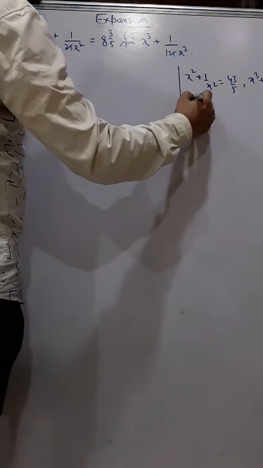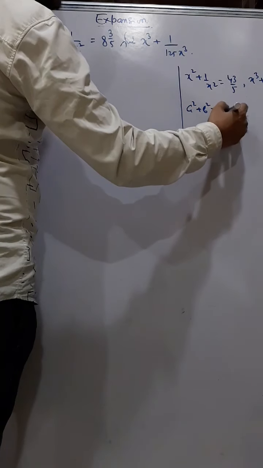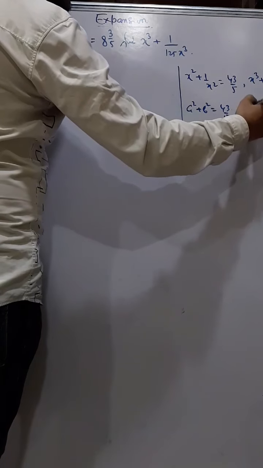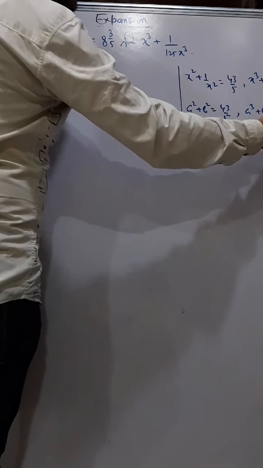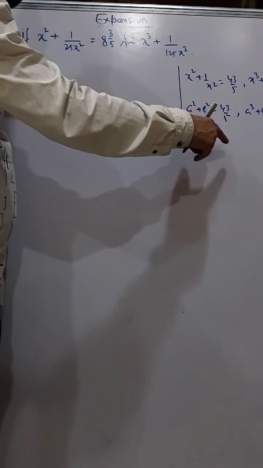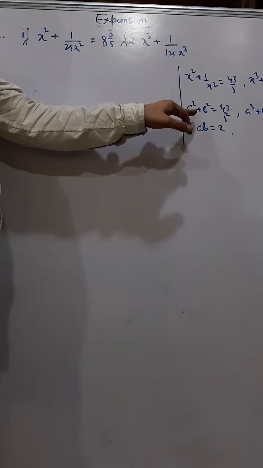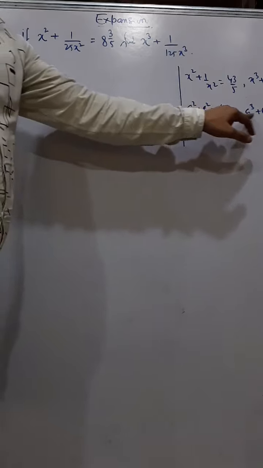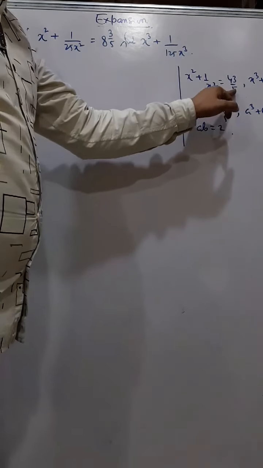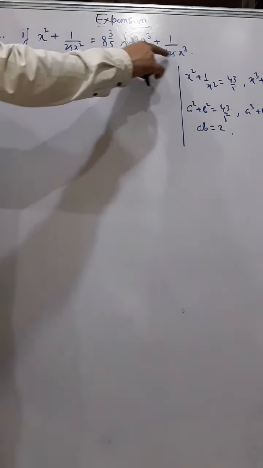Or sometimes they can give you a square plus b square is equal to something, say 43 by 5, and you have to find a cube plus b cube. But in this case, one extra value they will give, which value? They will give the value of ab also, say ab is 2. So a square plus b square is given, and we have to find a cube plus b cube. Here also you see it is in the form of a square plus b square, and you have to find a cube plus b cube.